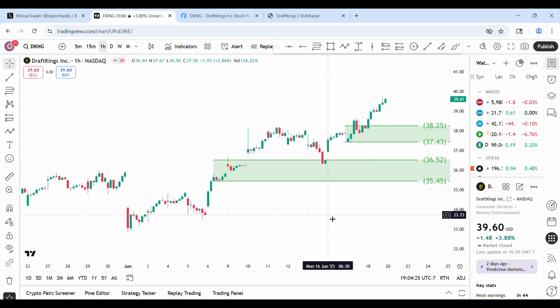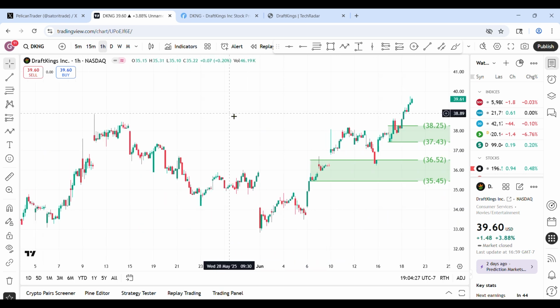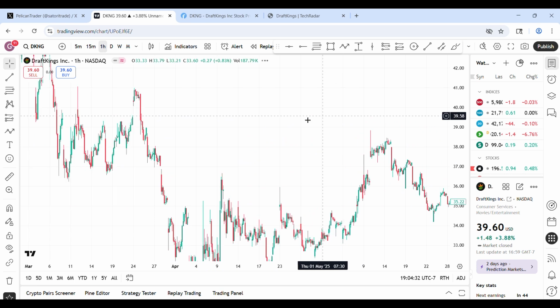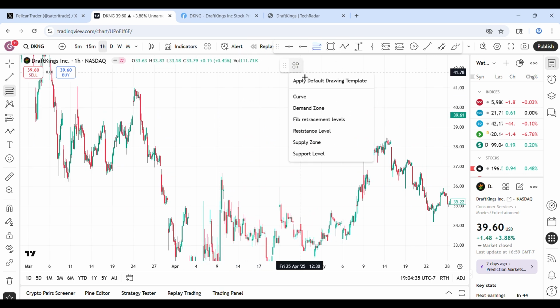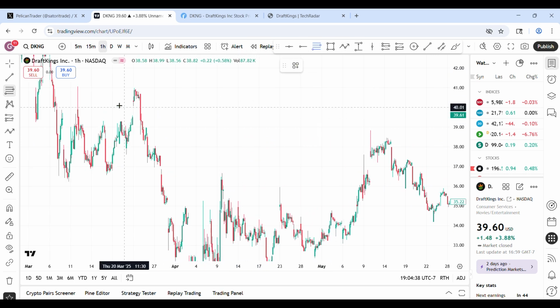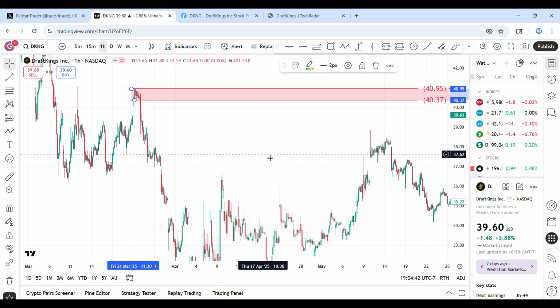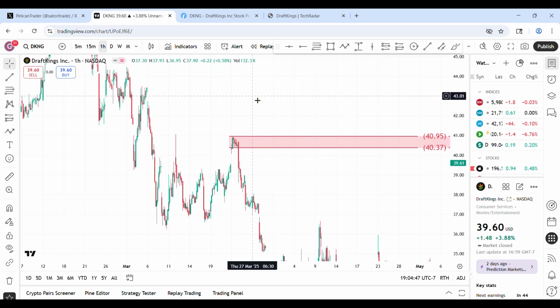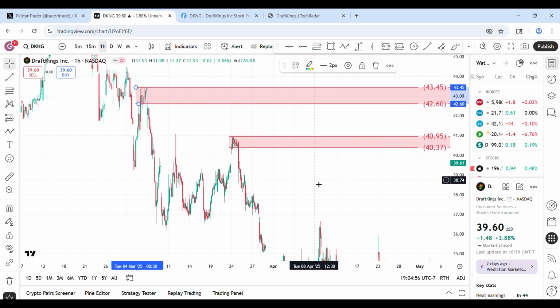Now let's go see if there is a clue of technical resistance in the chart. And we do notice that there is a resistance level right up here, a pretty obvious one, in the 40.37 to 40.95 price range. And if we can break through that level, the next resistance level would be right here, somewhere in the 42.60 to 43.45 price range.